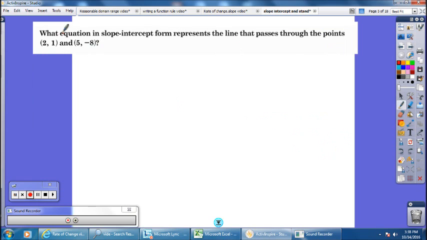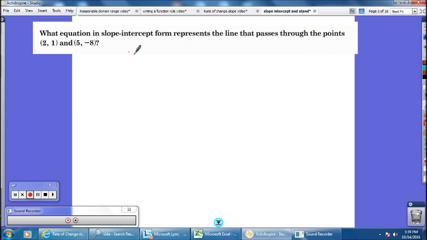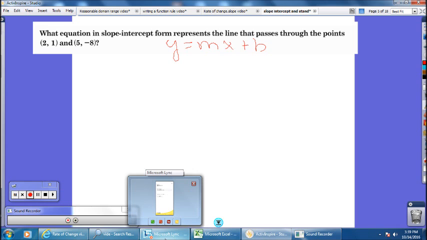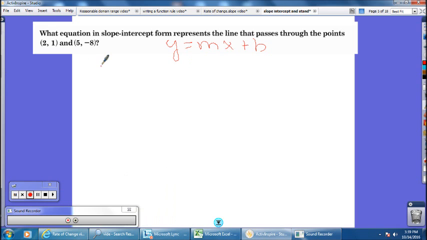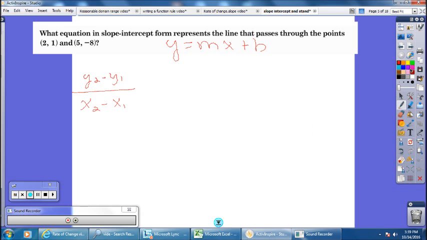All right. What equation in slope-intercept form, y equals mx plus b, represents a line that passes through the points (2, 1) and (5, -8)? All right, so here's where we're going to mix up some stuff. Here we're going to find the slope, and if you remember, to find the slope we used y2 minus y1 over x2 minus x1, because we need to find the slope first.